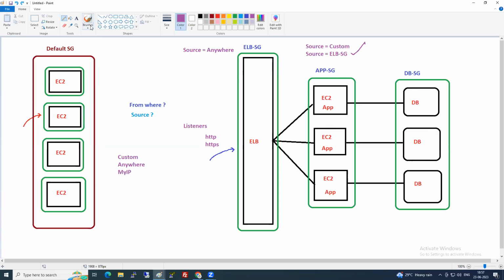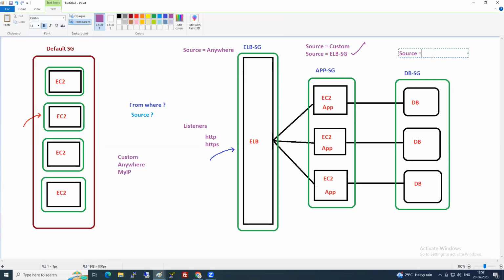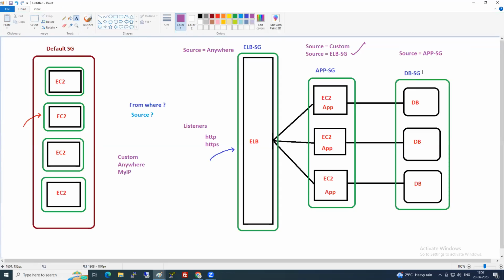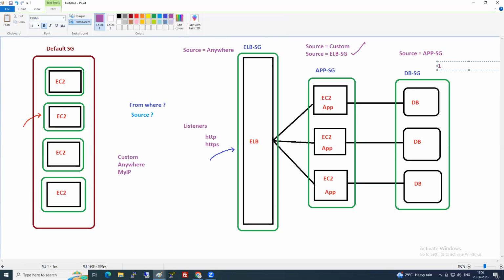For the database, the source is app SG. Now you understand? If someone asks what protocol we use in the DBSG, if you are using an MS SQL Server database, it will work on 1433, I think.